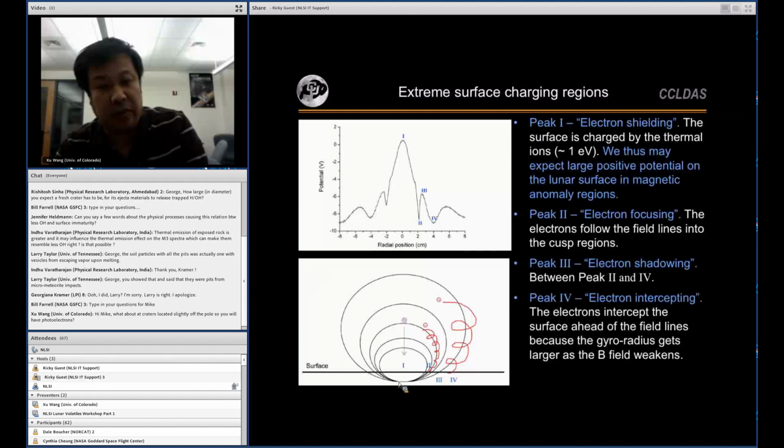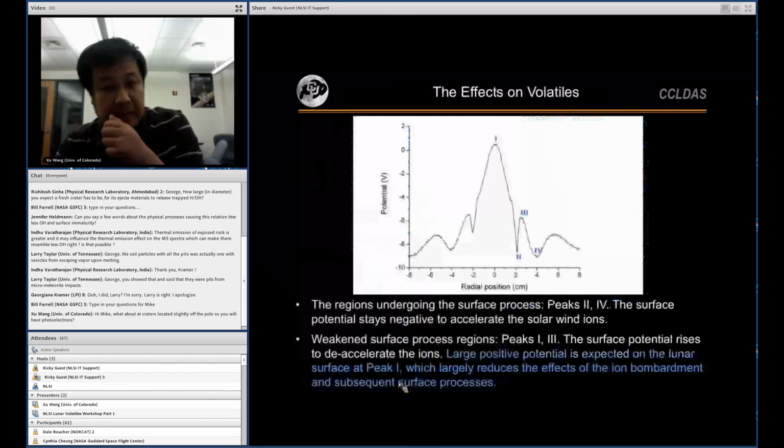So what happens when it gets further out in the dipole field, the B field gets weaker, so the gyro radii get bigger. And the electron can intercept the surface ahead of the field line. So between peak 2 and peak 4, fewer electrons can go there. So at peak 3, the potential will be charged more positively than peak 2 and peak 4. Next, please.